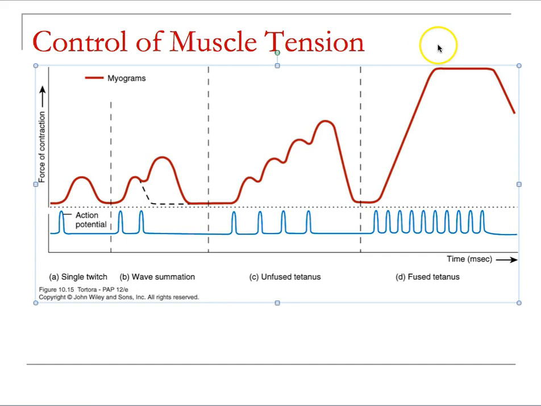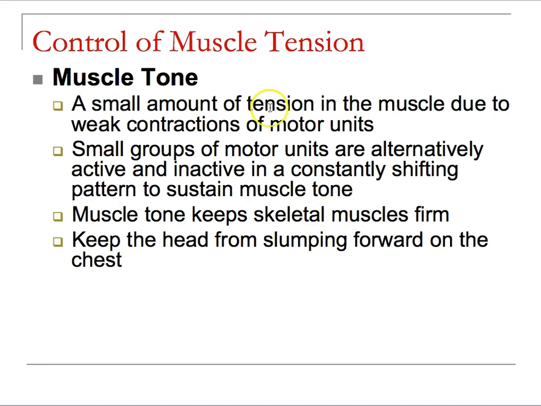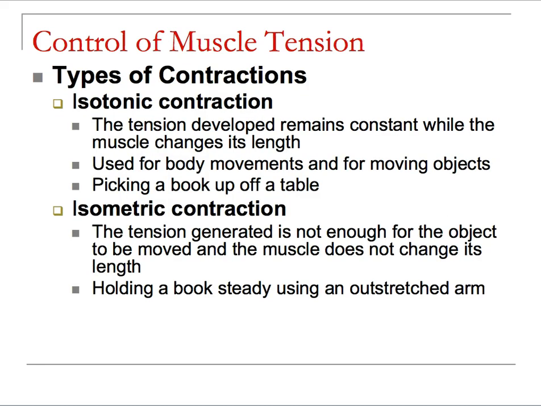When you sum all of this together, that's what actually causes muscle tone. So a small amount of tension in a muscle is due to weak contractions. Large groups of muscle units are alternately active and inactive, so you can maintain some muscle tone, and in this case actually sustain it. You know what you feel like and look like after you've been to the gym for about 6 months and you've done concerted work. It's that muscle tone that keeps those skeletal muscles firm, as well as the involuntary muscle tone of, say, your posture to keep your head from slumping forward on your chest. When we put all this action together, we have two types of contractions.